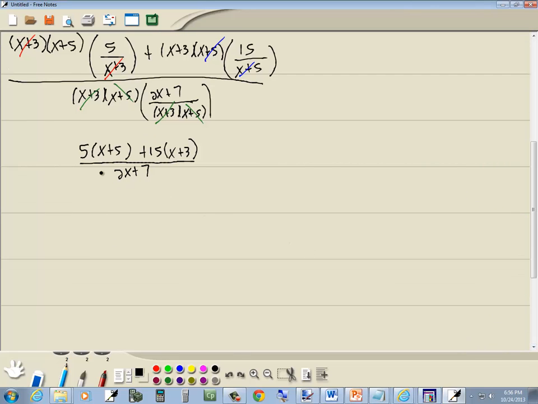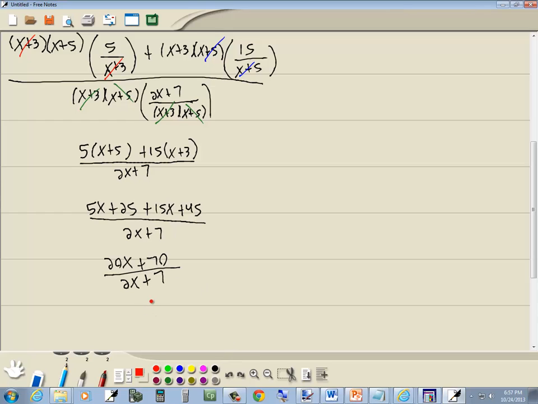Well, let's get rid of these parentheses. 5 times x is 5x. 5 times 5 is 25. 15 times x is 15x. 15 times 3 is 45, over 2x plus 7. Combine together like terms. 5x plus 15x is 20x. 25 plus 45 is 70, over 2x plus 7.